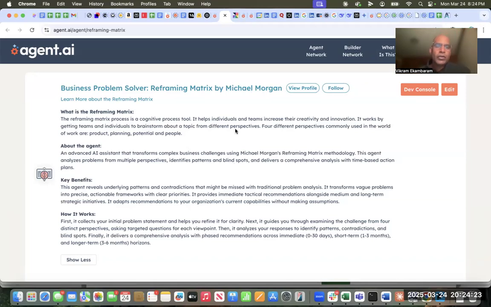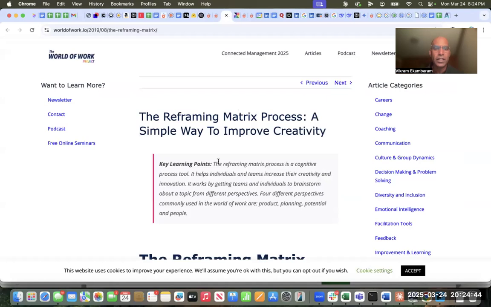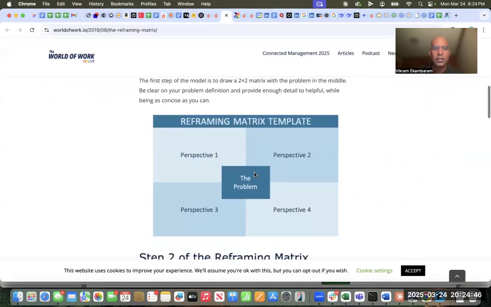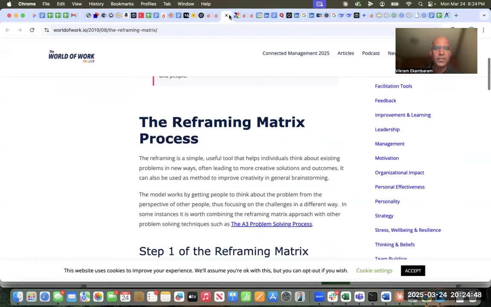For those of you who don't know, the reframing matrix is a cognitive process tool which helps people think about a problem from different perspectives. And hopefully, through that, helps you understand the problem better and then get to the underlying root cause and then actually find ways to go solve the particular problem. You can read more about the reframing matrix. You can click on this link and it talks about the problem and the different perspectives.